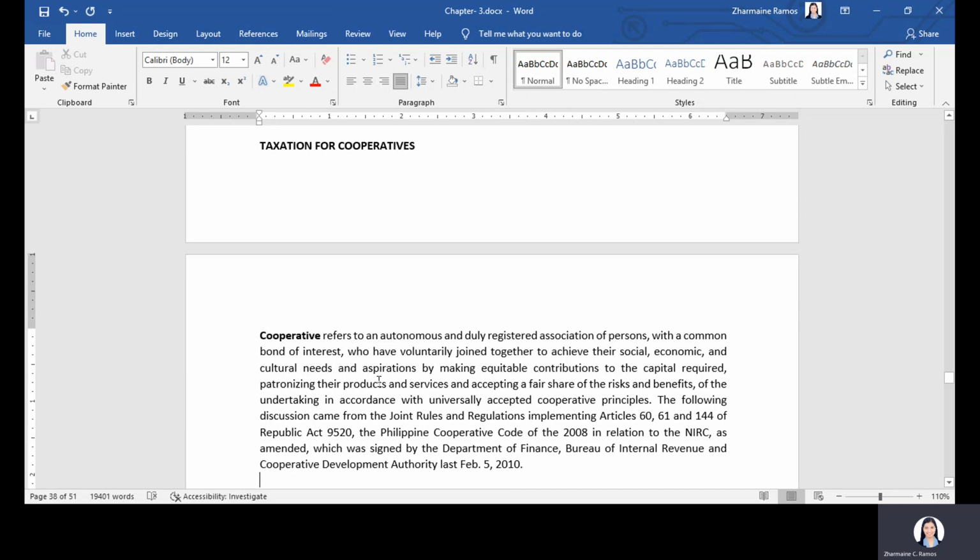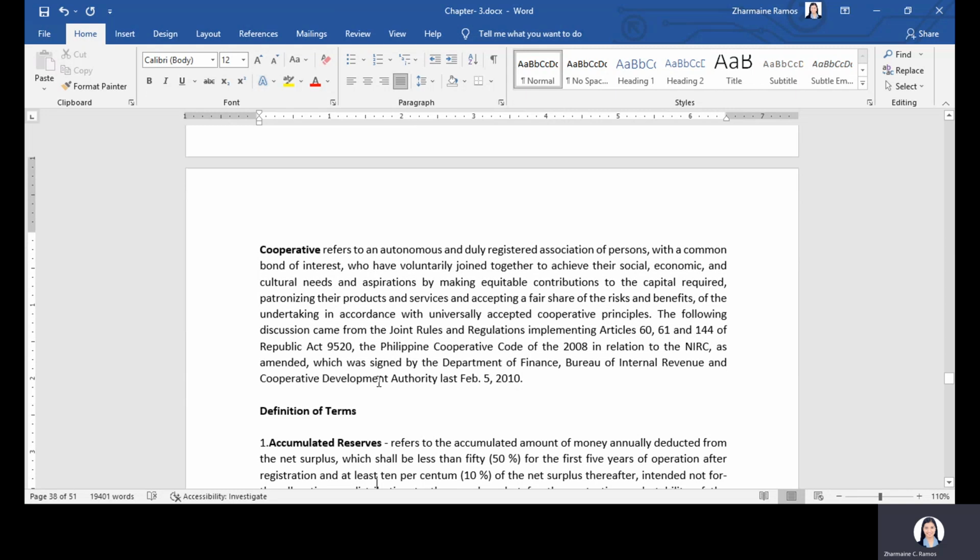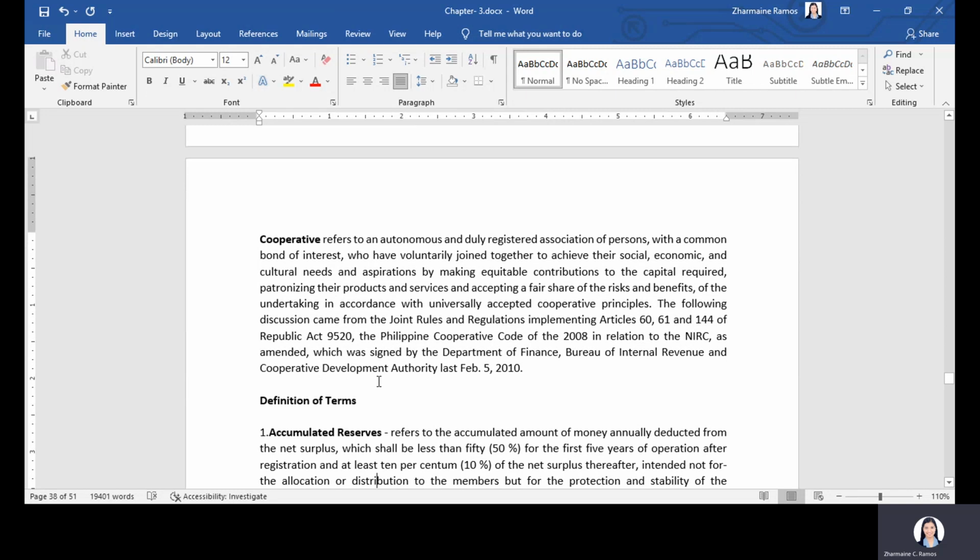So, how about the taxation for the cooperatives? Cooperatives refers to an autonomous and duly registered association of persons with a common bond of interest who have voluntarily joined together to achieve their social, economic, and cultural needs and aspirations by making equitable contributions to the capital required, patronizing their products and services, and accepting a fair share of the risk and benefits of the undertaking in accordance with the universally accepted cooperative principles. So, yun yung mga co-op. So, may mga definition of terms siya.